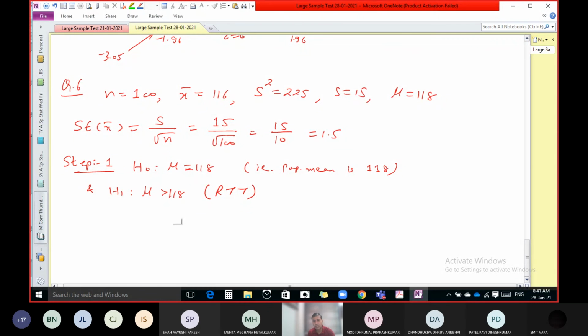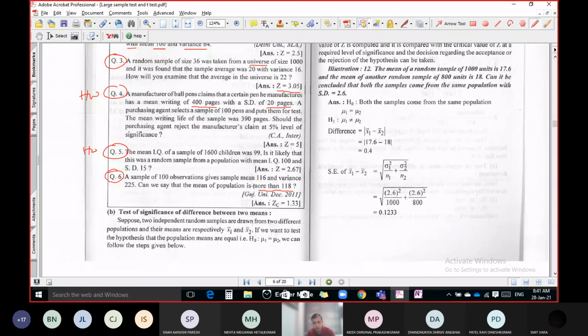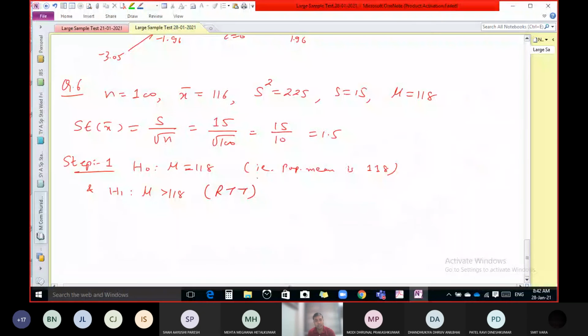But listen. Instead of more than, if it is at least, what is there? The claim is, the average of the population is at least 118. Instead of more than, if it is at least, in that situation we have to write less than, and it is our left tail test. Can you explain why we have to write less than if there is the word at least? Any of you?